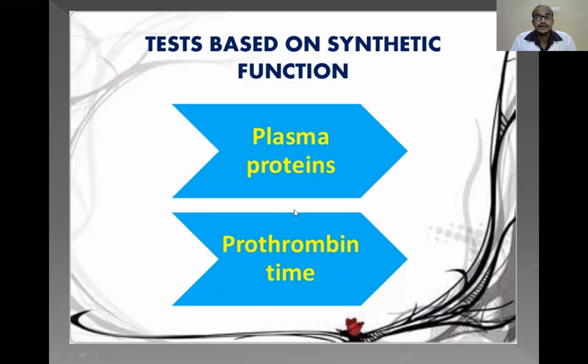Similarly, for the hematological function, the coagulation factors are made in the liver only, so that can be assessed by estimating the prothrombin time.